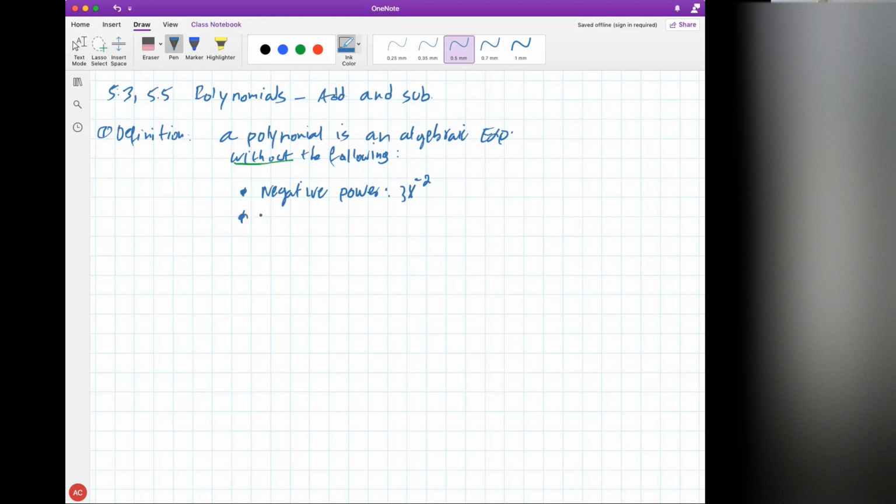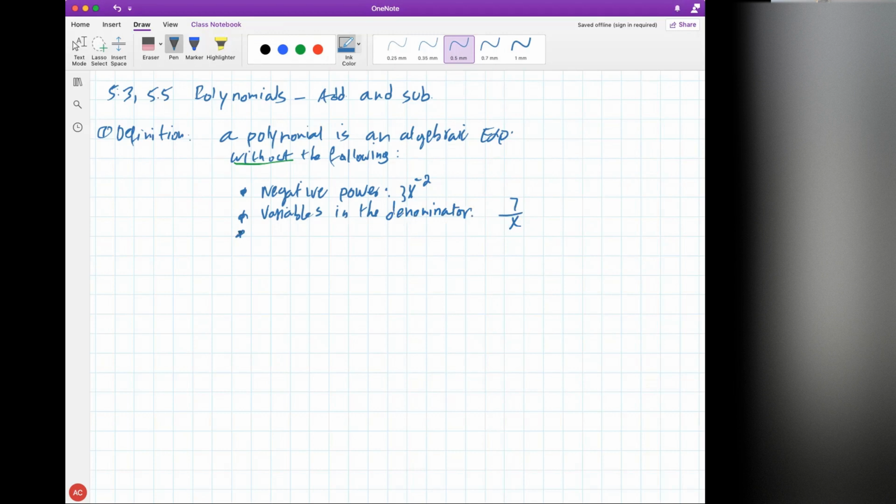Also, without variables in the denominator. So you won't see a term like this, for example, 7 over x. So x cannot be in the denominator of a polynomial. So it doesn't have this, it doesn't have this.